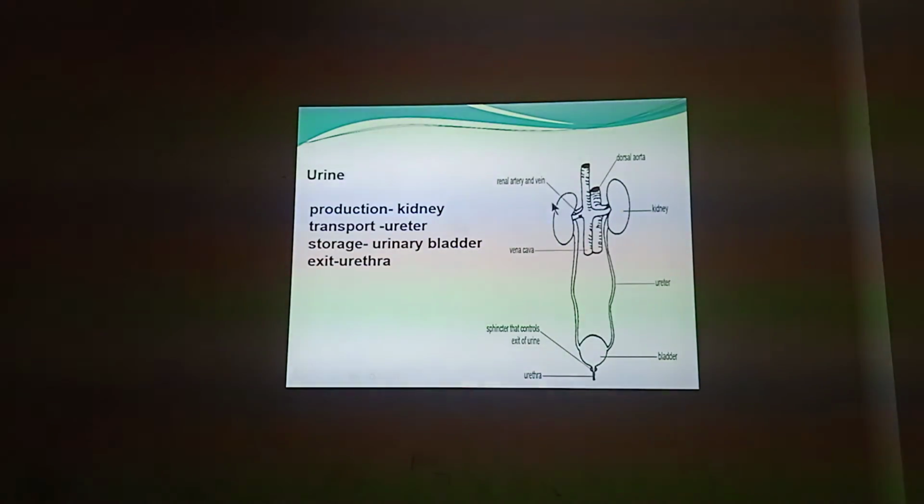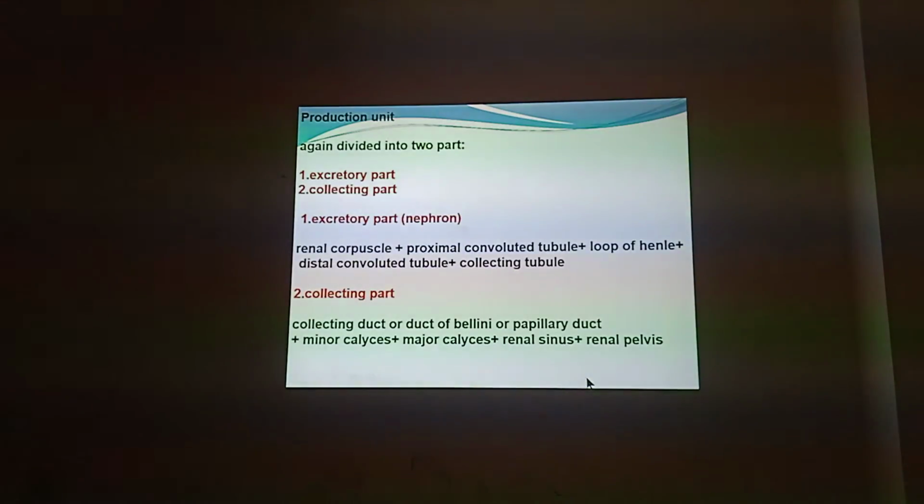Here you can see the urine production, it is done by kidney, then transport by ureter, and storage in the bladder and exit by urethra. Now again, the production unit, that is the kidney, is again divided into two parts, that is the excretory part and collecting part.